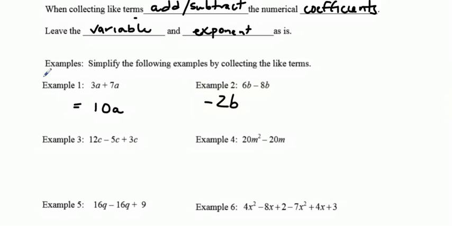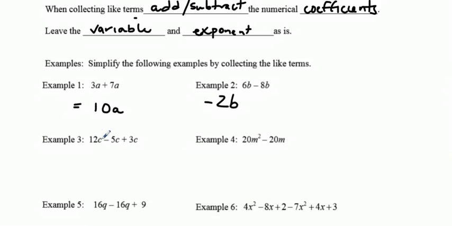Think of it as this. You have 3 a's and you're adding 7 more a's. So how many a's do you have? You have 10 a's. Right? Think of this. You're subtracting 8 b's. You had 6 b's, so now you're in the hole by 2 b's.